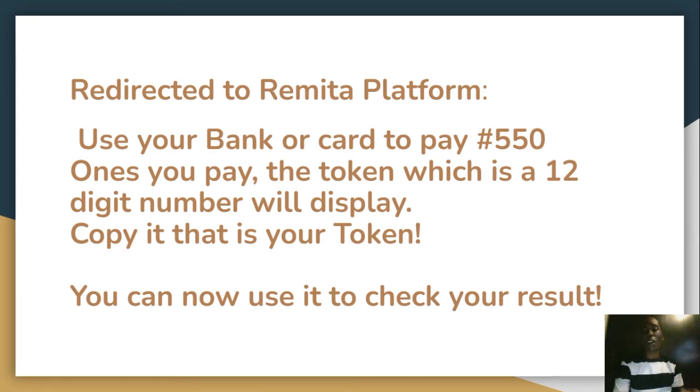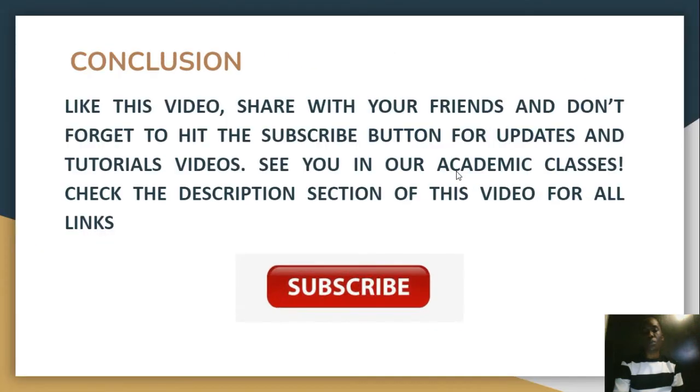You pay 520 naira, and once you pay that 520 naira, the token, which is a 12-digit number, will be displayed to you. All you need to do is copy that 12-digit number. Now you will be ready to check your NECO result.